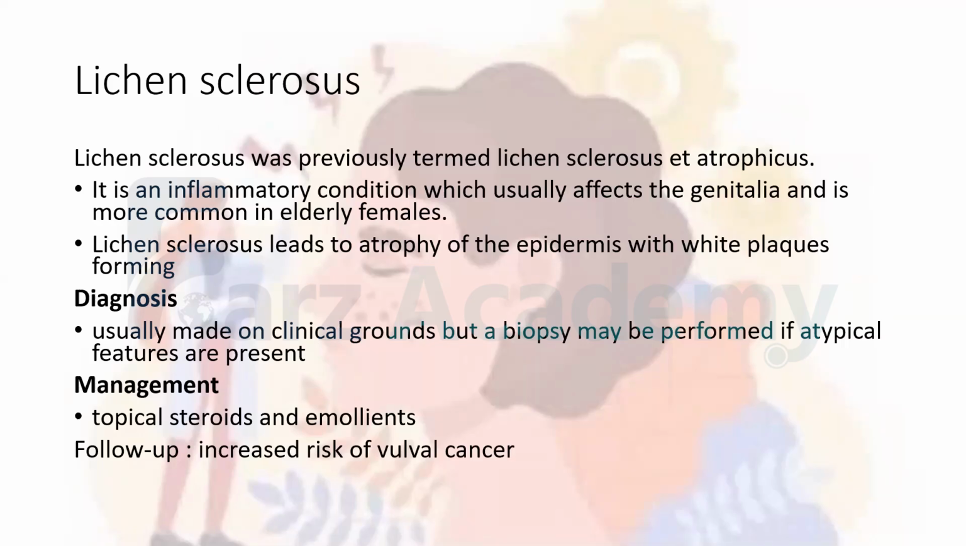So how do you diagnose this patient? Usually made on clinical grounds, but a biopsy may be performed if atypical features are present. And management is mainly based on topical steroids and emollients. All right. And patients with lichen sclerosis are at an increased risk of vulval cancer. This is also a very important point from your exam point of view. So remember, lichen sclerosis, there is a high risk of vulval cancer in elderly females.